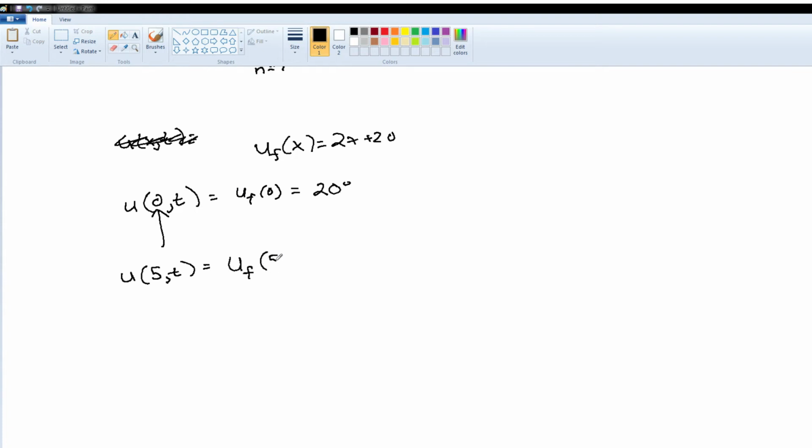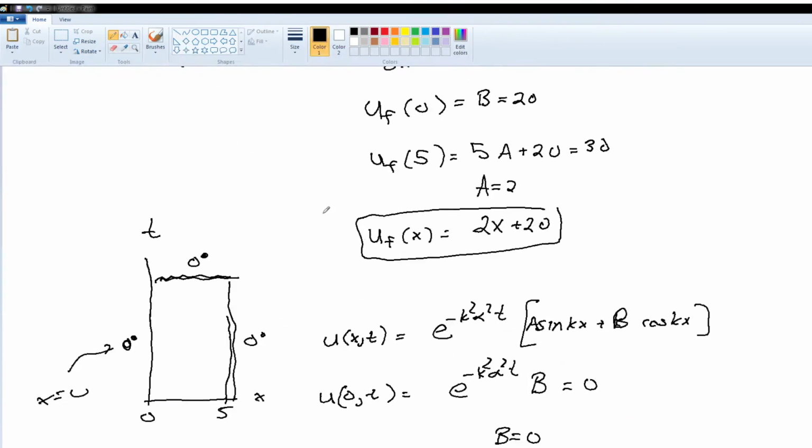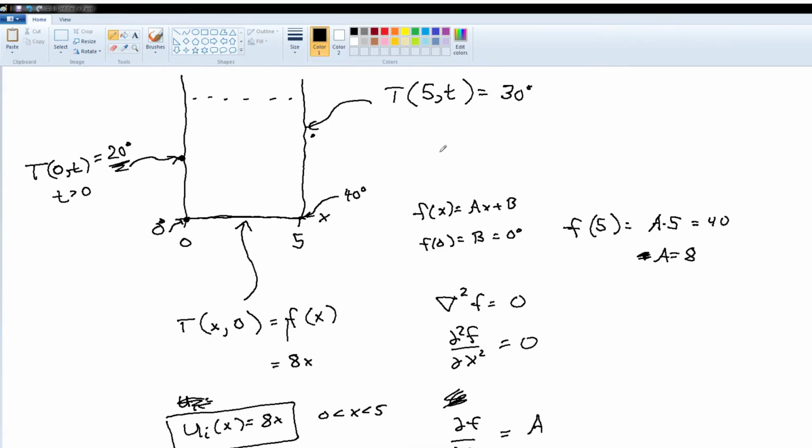At position 5, when x is 5, according to our formula, that would be 2 times 5 plus 20. So that's 30 degrees. And that again checks, right? It is the 30 degrees that we wanted originally.